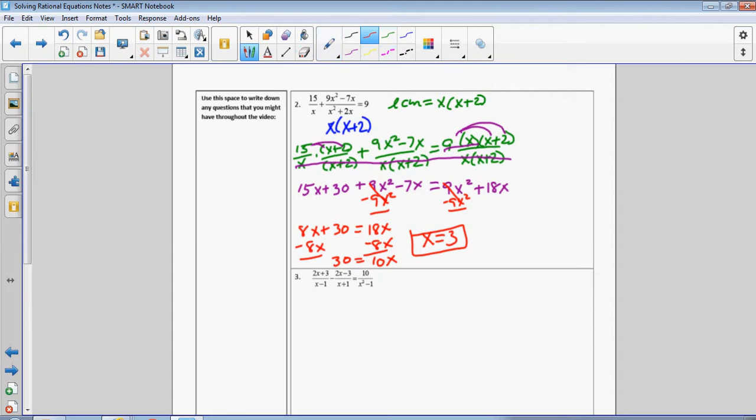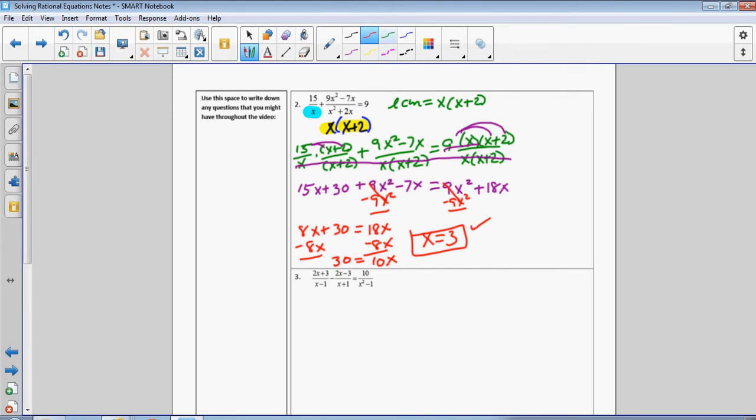So now I need to look at my denominators, and if I plug x equals 3 into my denominator, that's x. That is not 0, so that's just fine. And if I multiply x, which is 3, times 3 plus 2, that's also not 0, so that's also fine. So I'm going to give my answer a check.